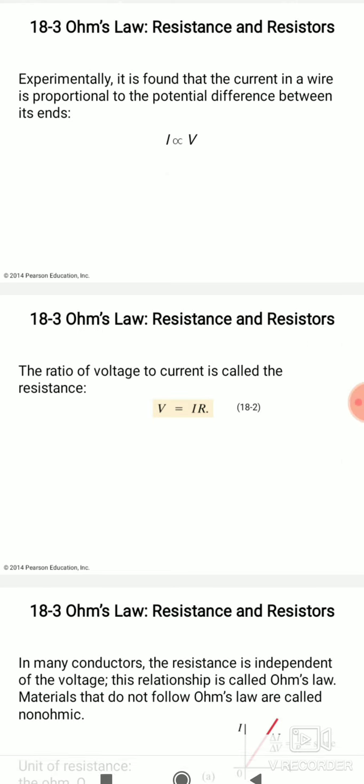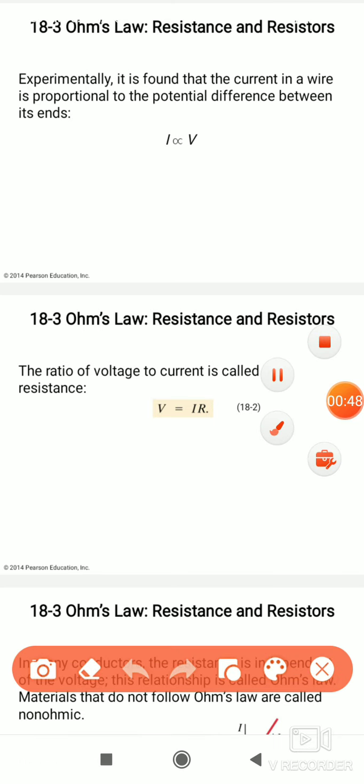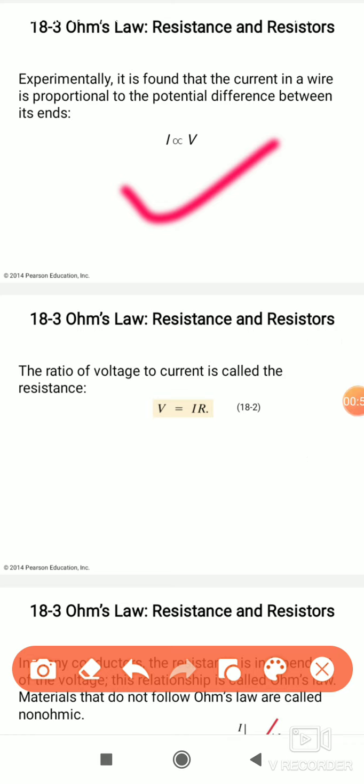My dear students, according to Ohm's law, it is experimentally found that current in a wire is proportional to the electric potential difference between its ends. It means current is directly proportional to electric potential difference, that is voltage. If we increase the current, then voltage increases, and if we increase voltage, the current increases.